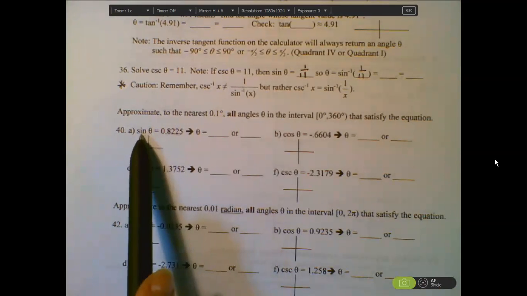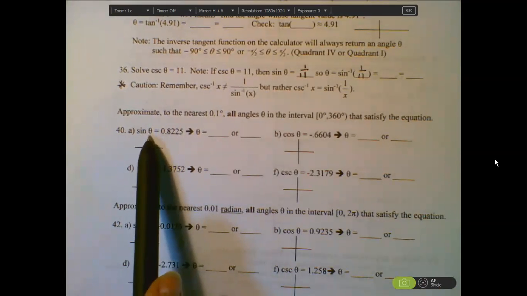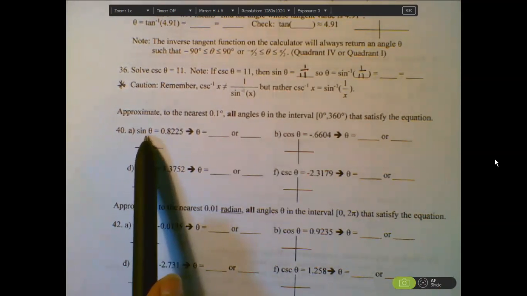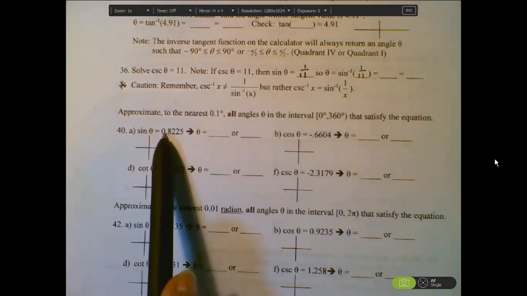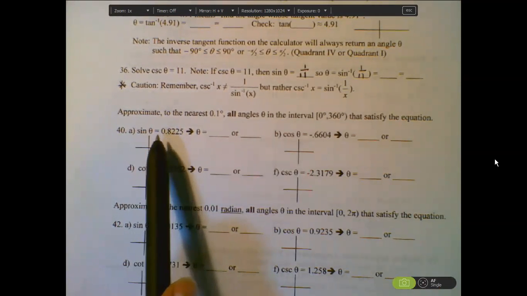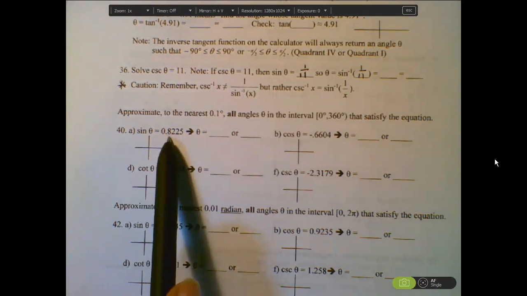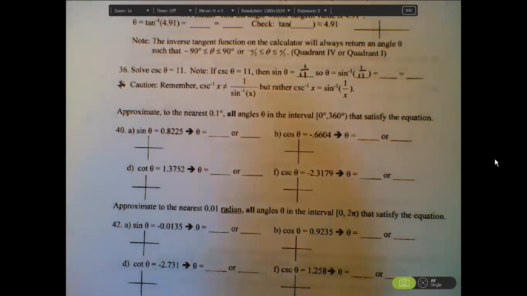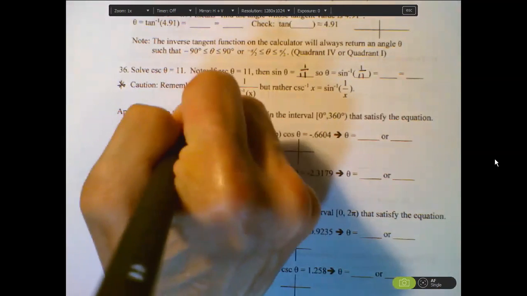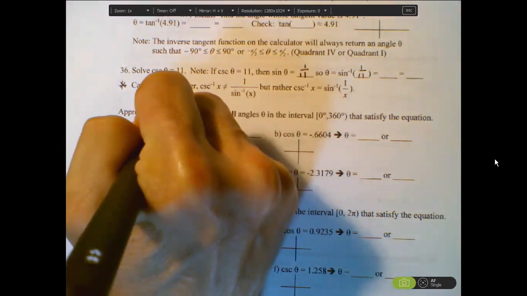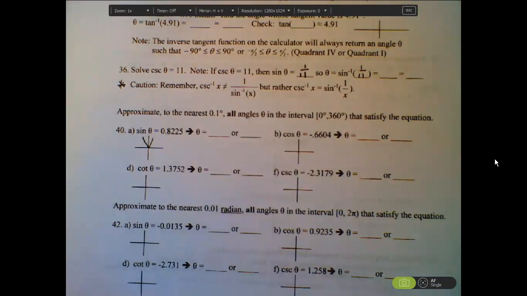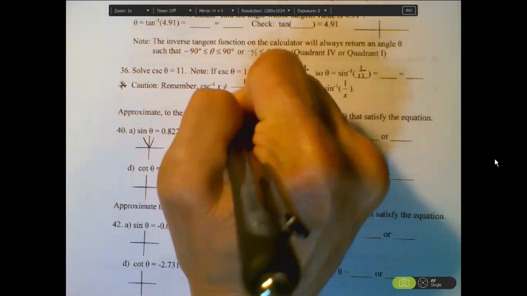So in number 40, in the A part, the first thing I think is, in what quadrants is sine positive? The sine is the Y, so where is Y positive? Which two quadrants? 1 and 2. All right, so sine is almost 1 here and here. Those are the two answers I'm looking for because it says all angles.